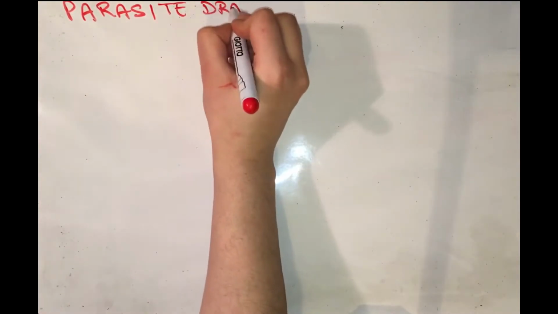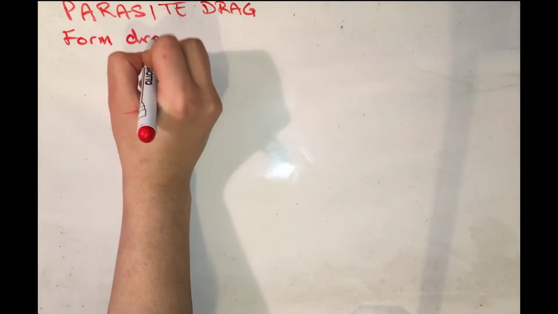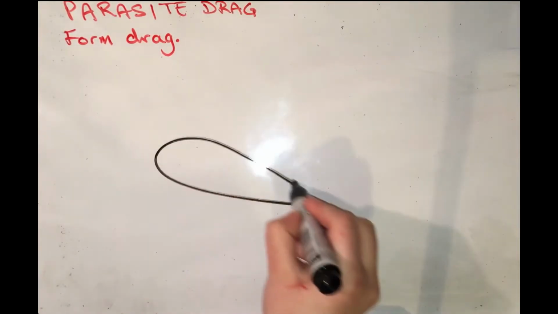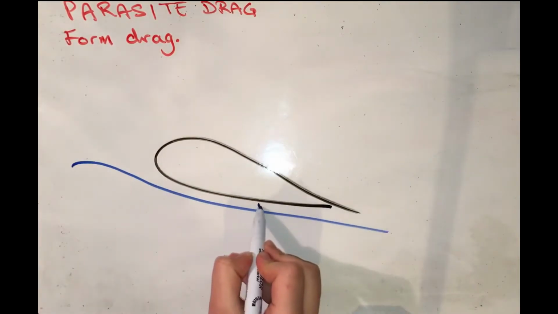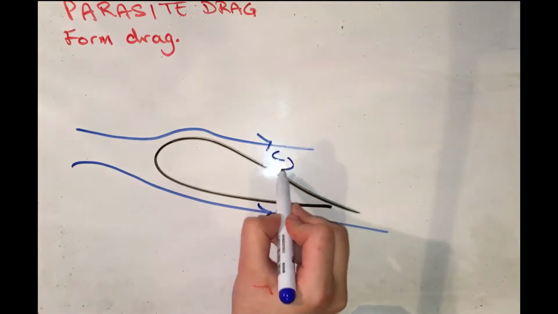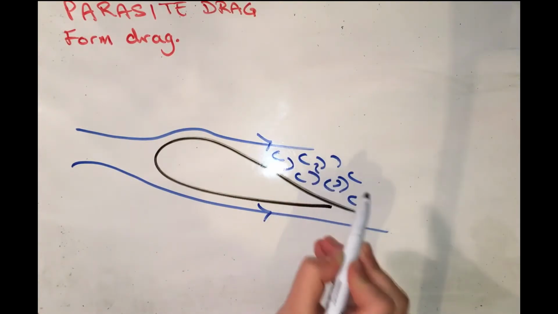Parasite drag refers to the drag that is not associated with the production of lift, such as form drag. This is generated by the aircraft's shape and the airflow around it. The solution is to streamline as many parts as possible.